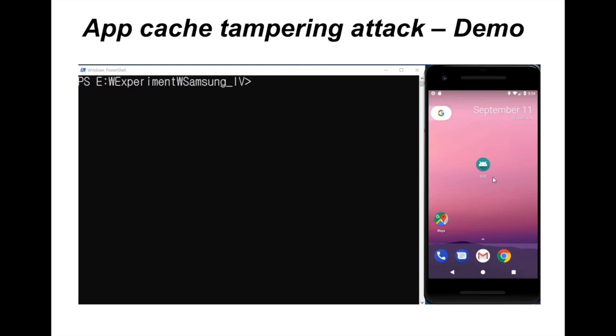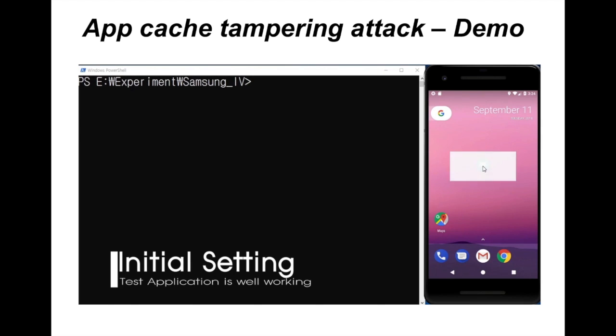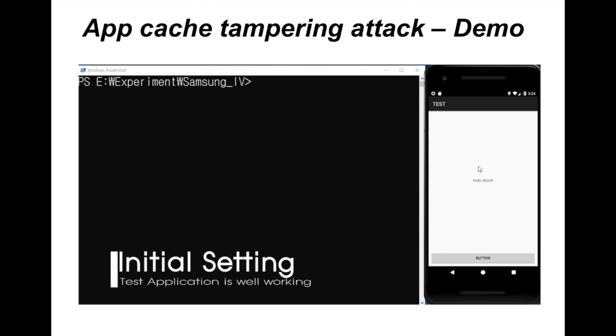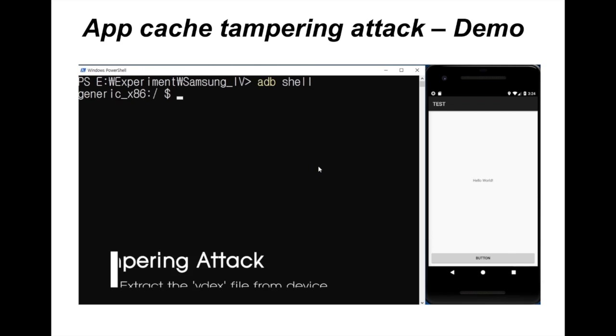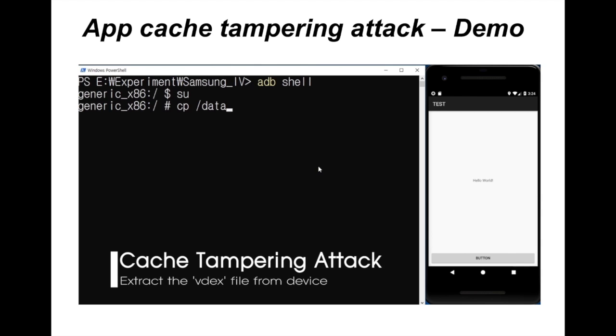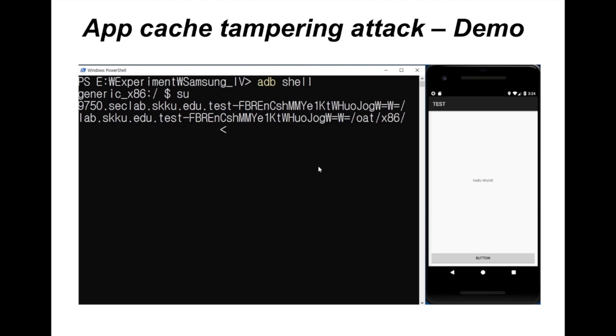This is an example of an app cache tampering attack. We implemented a simple application that shows the word "Hello World." To modify the app cache file, we access the device using the ADB tool. And then, we copy the app cache file to the SD card. The path of the app cache file is two folders further in than the APK file.